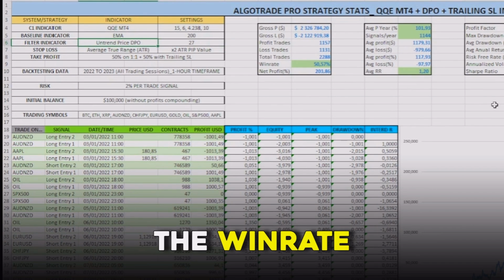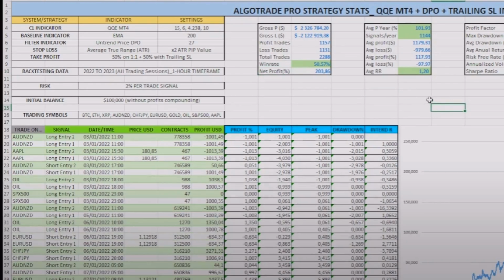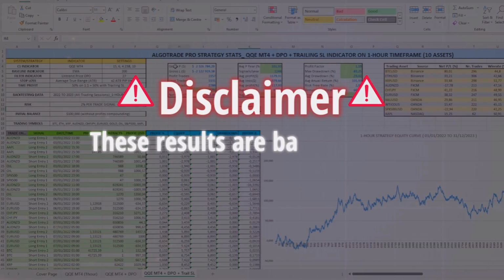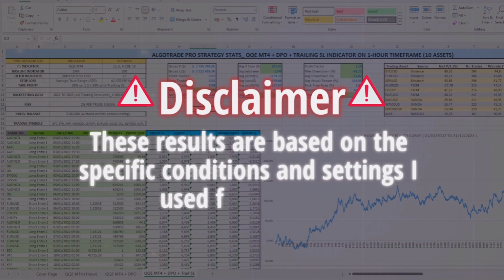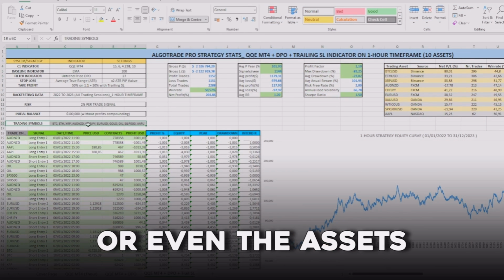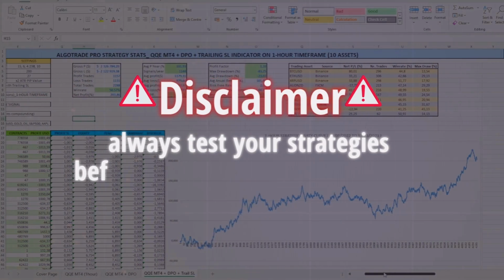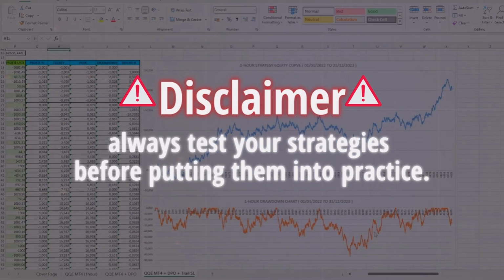Therefore, based on this comprehensive analysis, we can confirm that the DPO is an indicator that can increase the win rate and profitability of almost every strategy. Of course, keep in mind that these results are based on the specific conditions and settings I used for this test. If you change the conditions, settings or even the assets, your results may change. So, always test your strategies before putting them into practice.